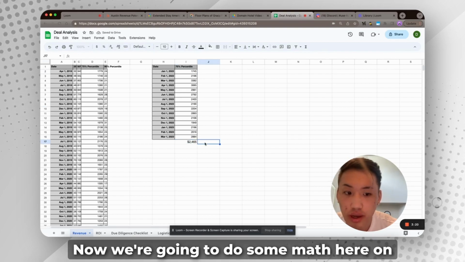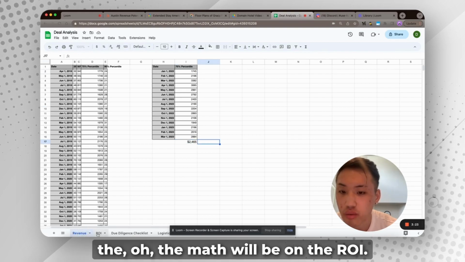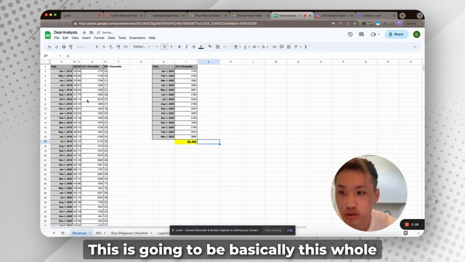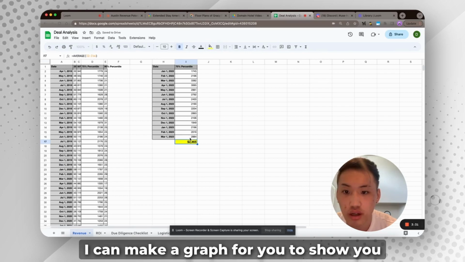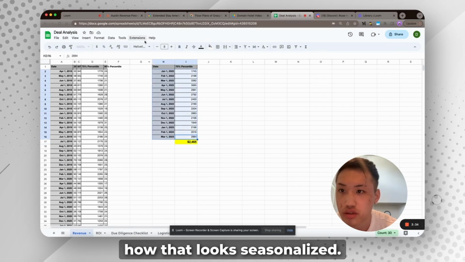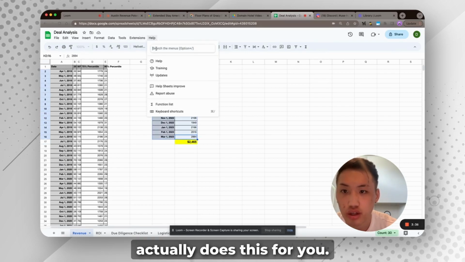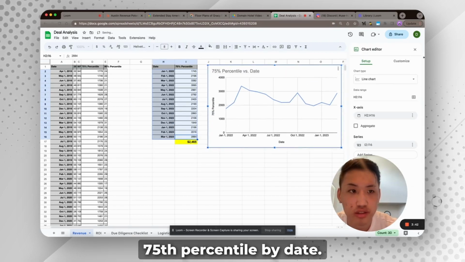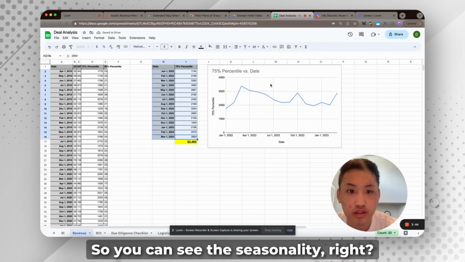Now we're going to do some math here, and the math will be on the ROI. So we're going to take this number, this $2,400. This whole analysis is giving us this, right? I can make a graph for you to show you how that looks seasonally. And again, our bot actually does this for you. So you're going to go to insert chart, and it's going to give you the 75th percentile by date. So you can see the seasonality, right?